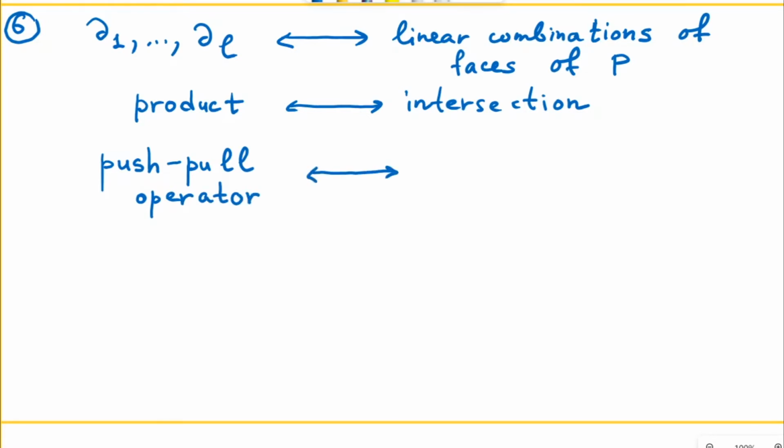And the main question that I'm going to answer in my talk is how to interpret the push-pull operator in convex geometric terms. So let me recall what the push-pull operator is.